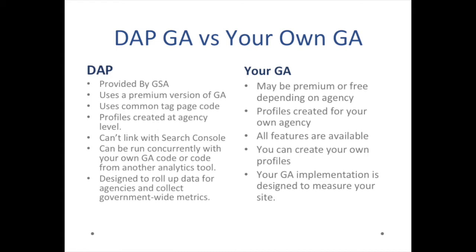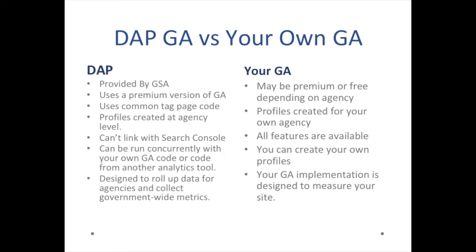The other advantage is dealing with sampling and dealing with different types of custom reports. DAP definitely has a way of creating unsampled reports so that you can get all of the data that you're looking for. You may run into certain challenges with that with your personal independently managed Google Analytics account. So in DAP, the way that we have this implemented, we have an auto tracker. We use some common tag page code, and we auto track different types of events.